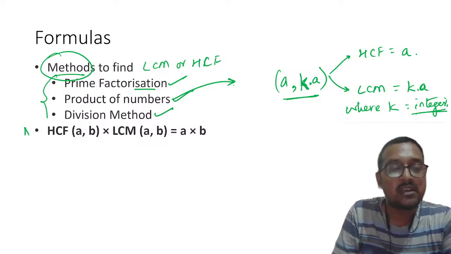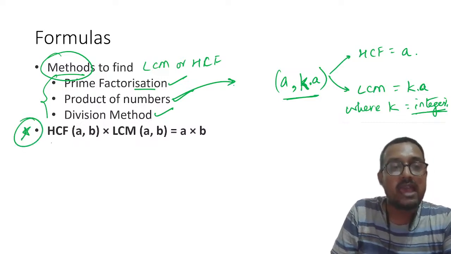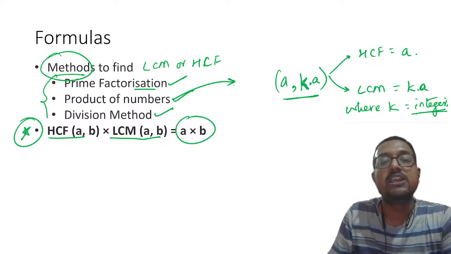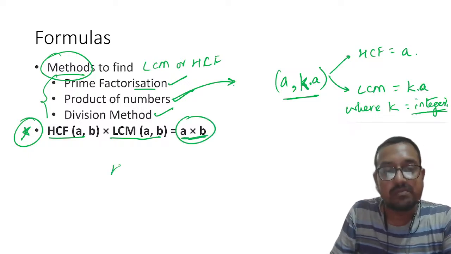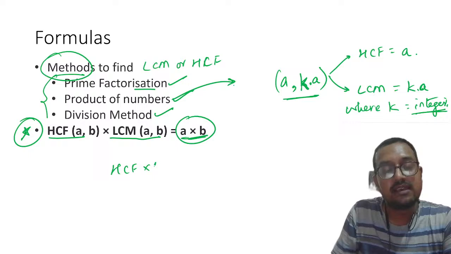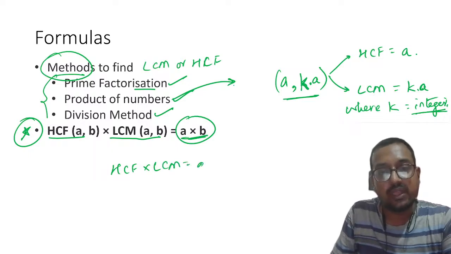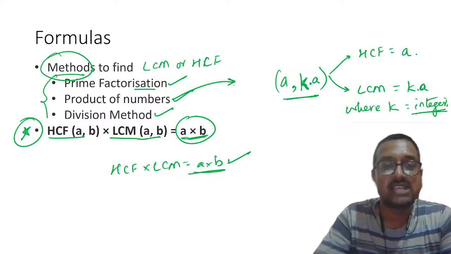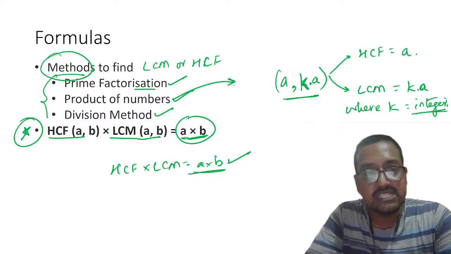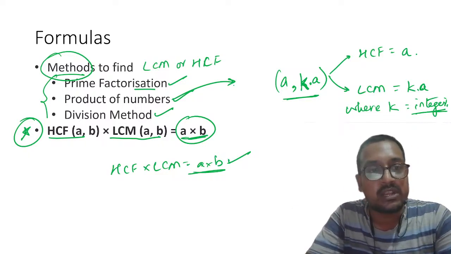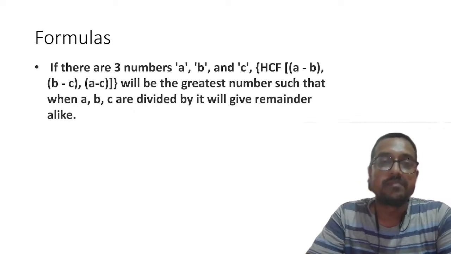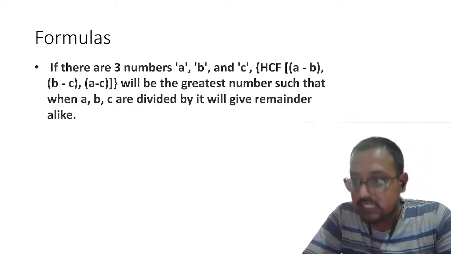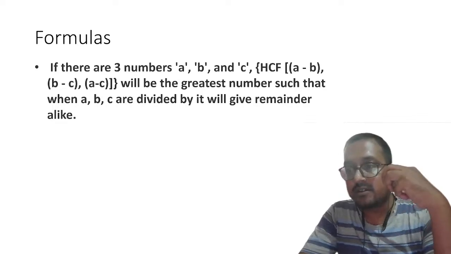Now my dear students, one of the most important parts: the HCF of A and B multiplied by the LCM of A and B will be equal to the product of A and B. So we sometimes write it like this: HCF into LCM is equal to A into B, and this can be asked in your competitive exams every now and then. So please remember this thing. This is again very important. Clear? Okay.